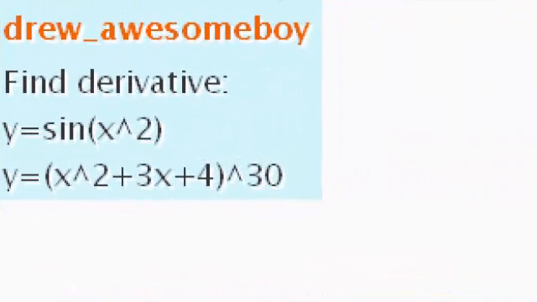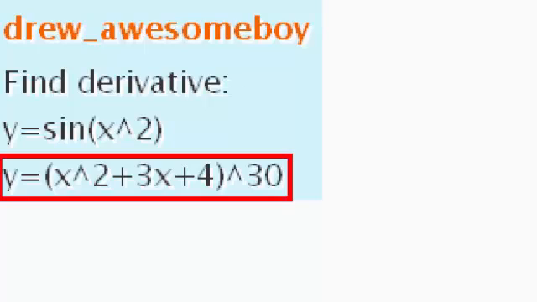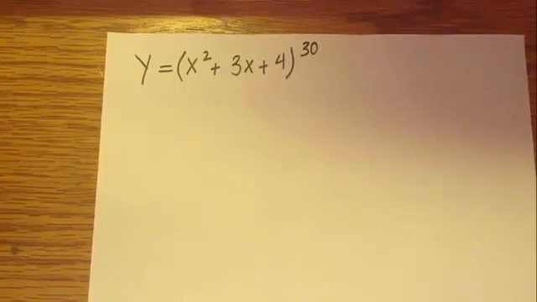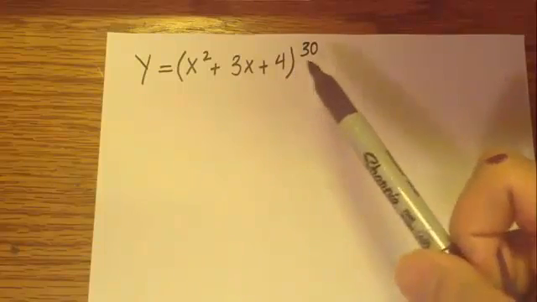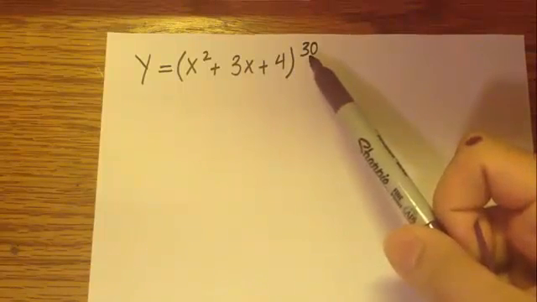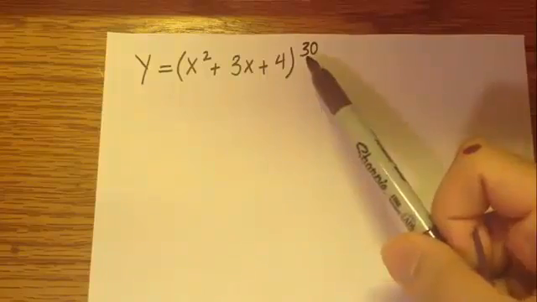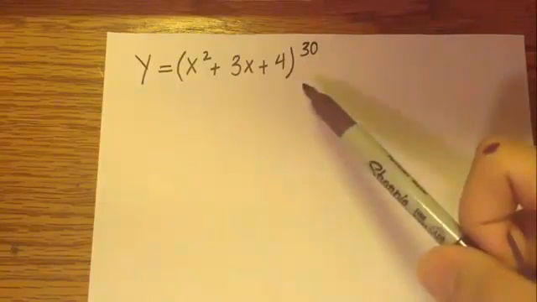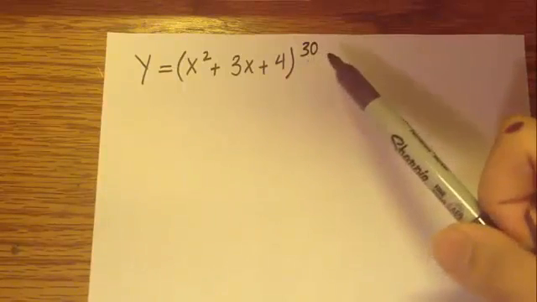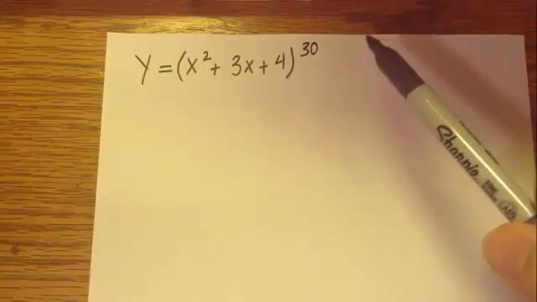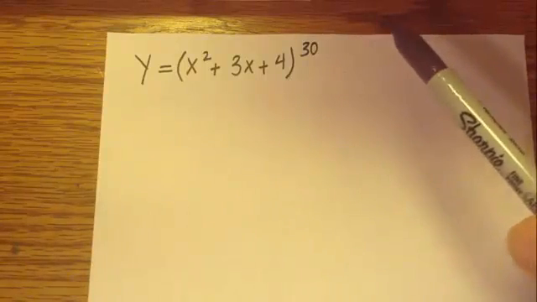Alright, so for the second problem we have y equals x squared plus 3x plus 4 raised to the power of 30. There are two ways to do this problem. The first one would be to expand all this, x squared plus 3x plus 4 to the 30 times. That's going to take you an entire day. Then it's going to take you another day to combine all your terms together, and at the end of the day you might make some mistakes because this is just going to be humongous. The other way though, the second method, would be just by using the good old chain rule.